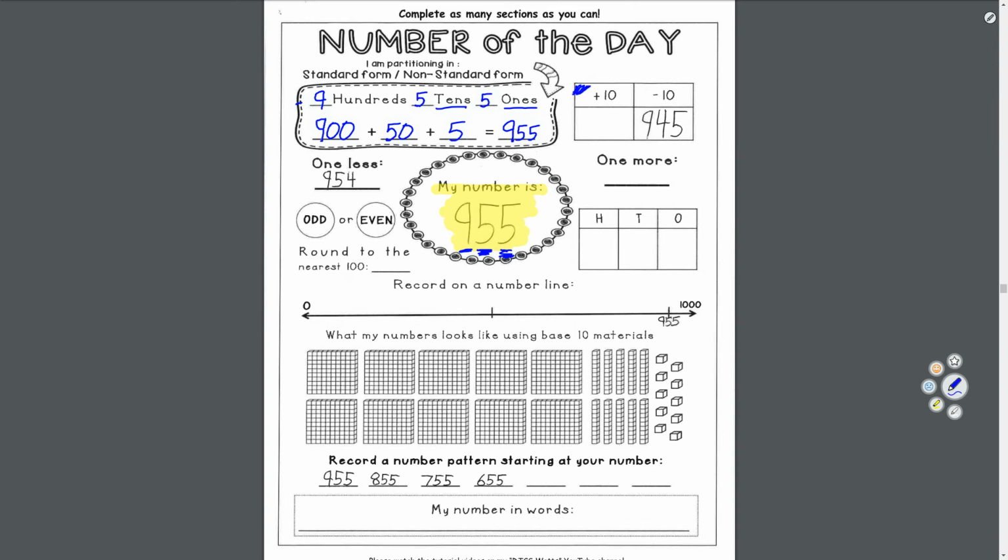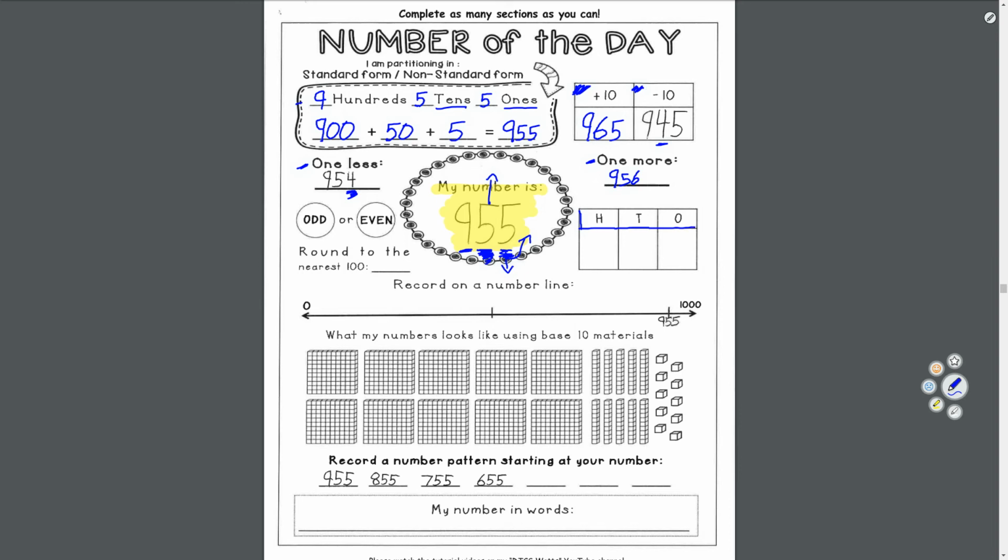Over here, plus 10, plus 10. So the tens place is going to go up. Everything else stays the same. 900, instead of 5, we go up to 6, 965. And take away 10, the 5 went down to 4. One less, so the ones place would go down. 954. One more, so now the ones place goes up. 950. What's one more than 5? 6. 956.